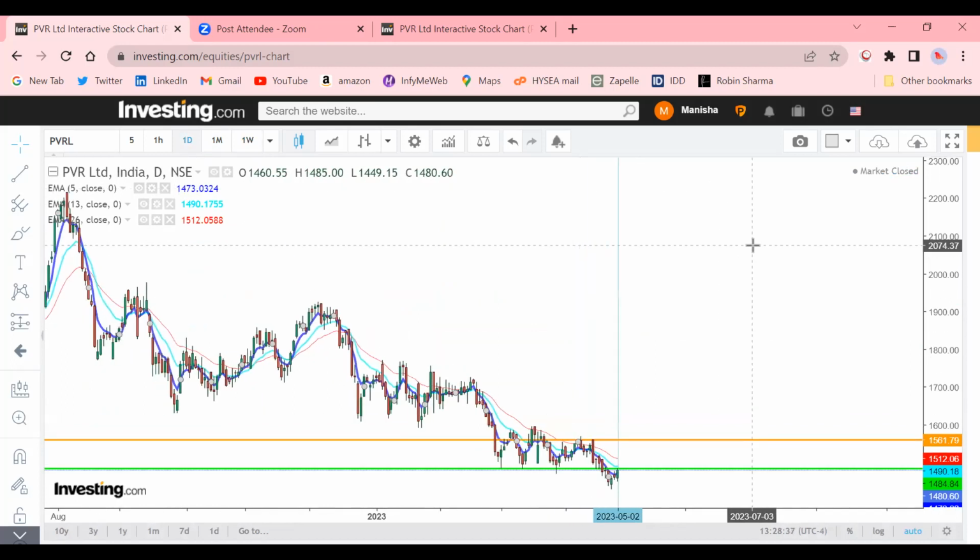Okay. So now going back to our table, we say immediate support for bulls, for stop loss. Sorry, no, this is not bullish. So we have to say immediate resistance for bears, for stop loss. Immediate resistance is this 1560.